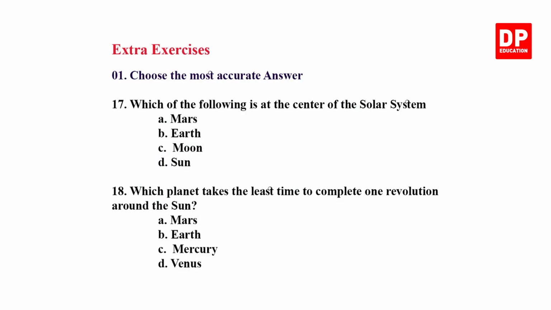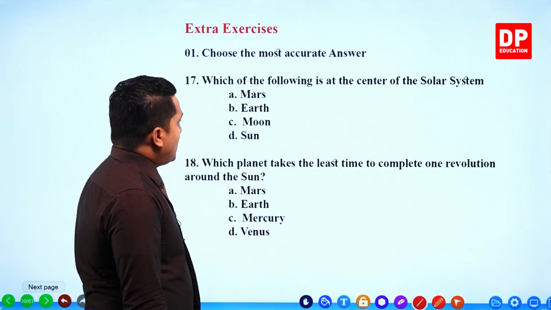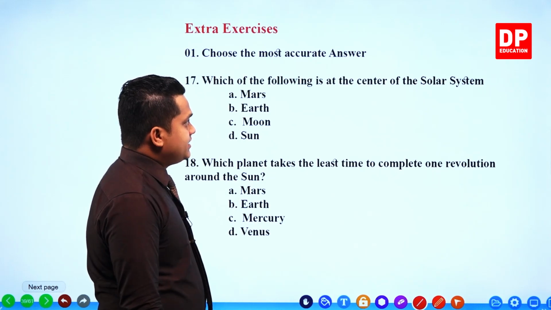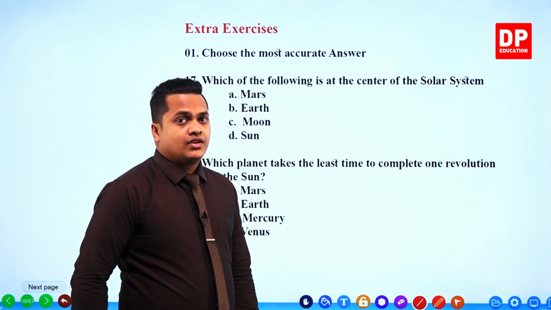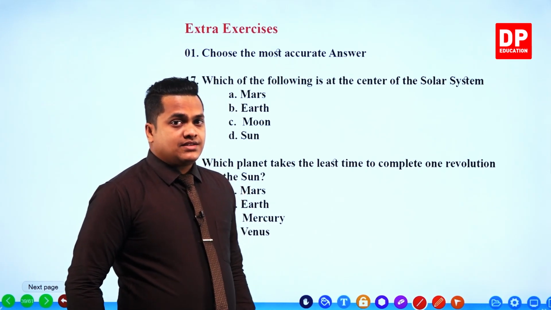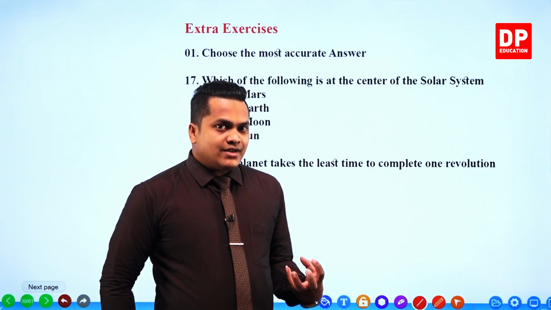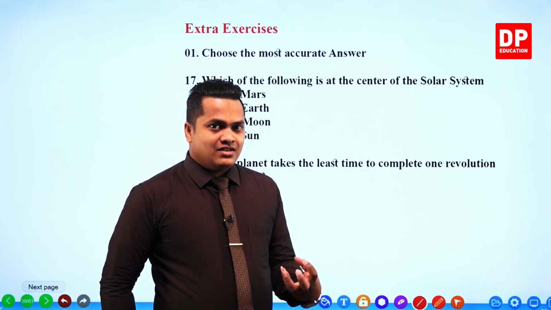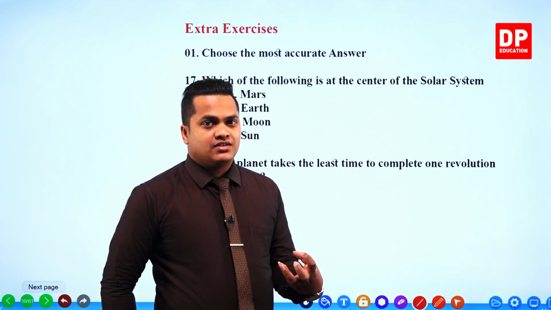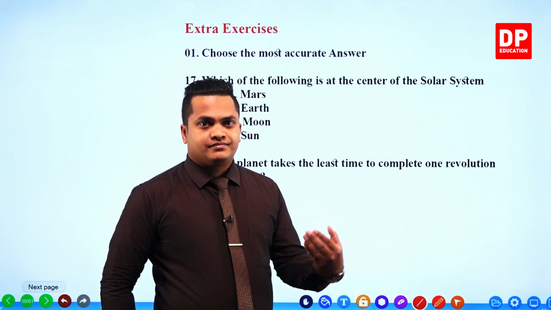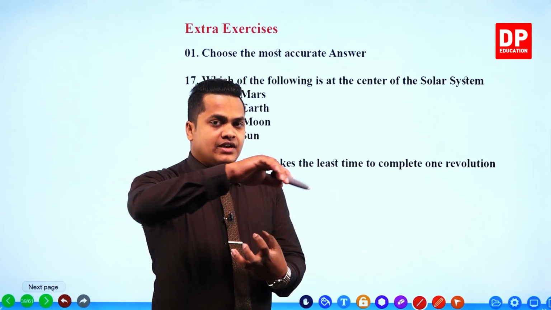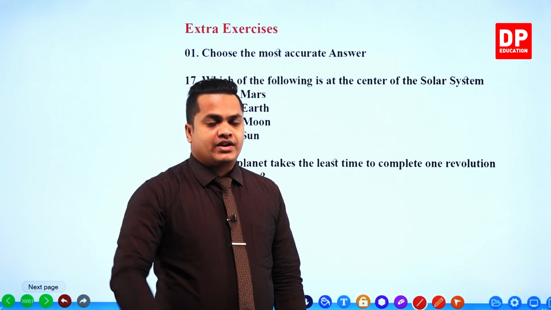Then the 17th one. Which of the following is at the center of the solar system? Right? So it is asking about the center of the solar system. So you have to select the celestial object which is at the center of the solar system. So when you take the solar system, at the center of the solar system, you can observe the sun. Because the sun is at the center and all the other planets and all the other celestial objects in our solar system revolve around the sun. So the sun is at the middle, all the other planets and objects are revolving around the sun.